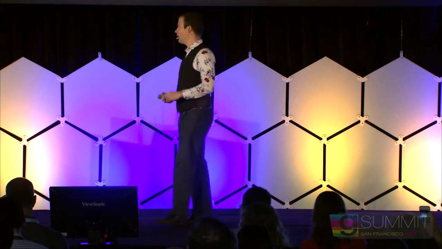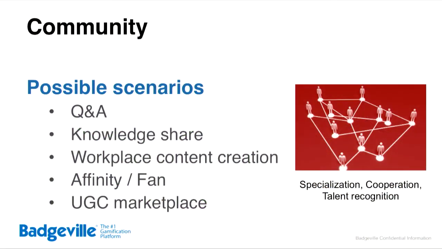So when we talk about community, this is things like question and answer communities, like the knowledge share example I just went through. Workplace content creation doesn't necessarily need to be documentation. Oftentimes there's different types of content in different industries that you're trying to pull out of your employees. Affinity, so fan web pages where people are coming together just to kind of geek out over a common interest is a community. User-generated marketplaces, user-generated content. So even something like eBay is potentially a community. We'll get into the attributes and see why that is.